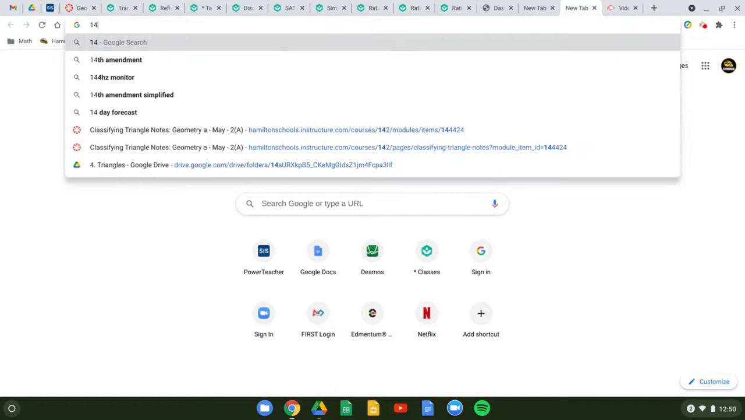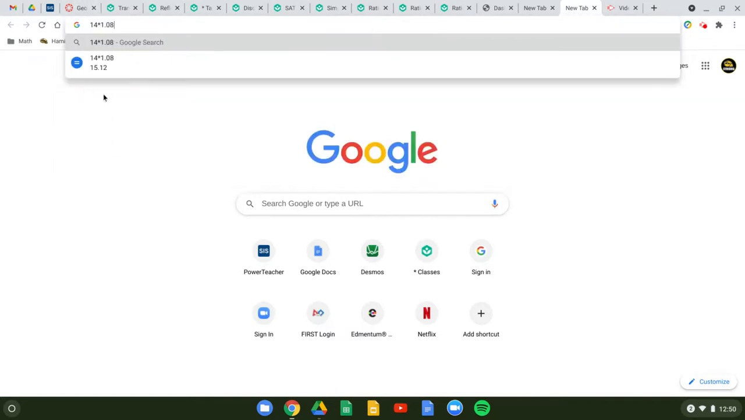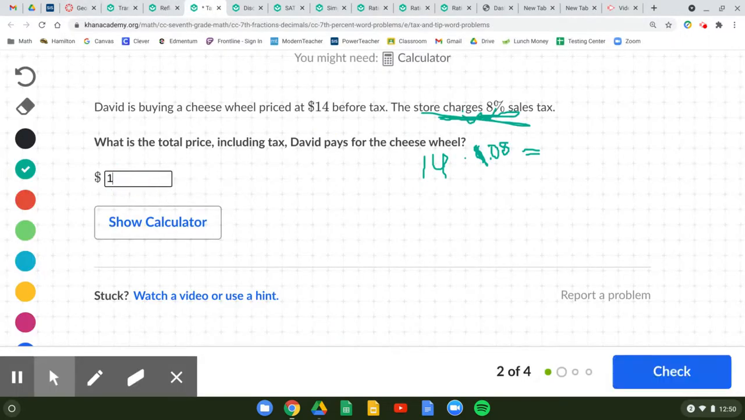14 times 1.08 will be $15.12. That's what he pays for his cheese. Better be some good cheese.